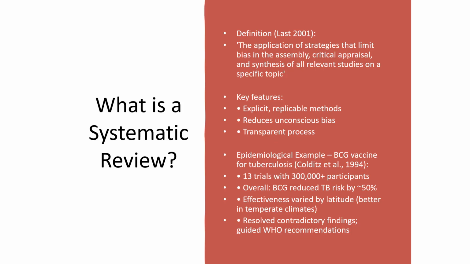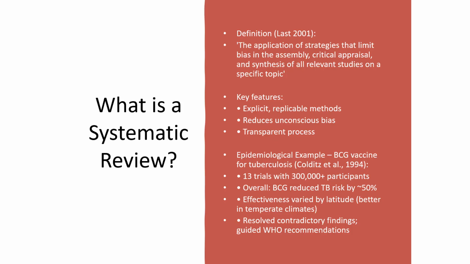Let me give you an example. In the 1990s, there was a huge debate about the BCG vaccine for tuberculosis. Some trials showed 80% protection, and others showed zero protection. How could that be? A systematic review by Colditz and colleagues in 1994 put together 13 trials with over 300,000 participants. They found that overall, BCG reduced TB risk by about 50%.